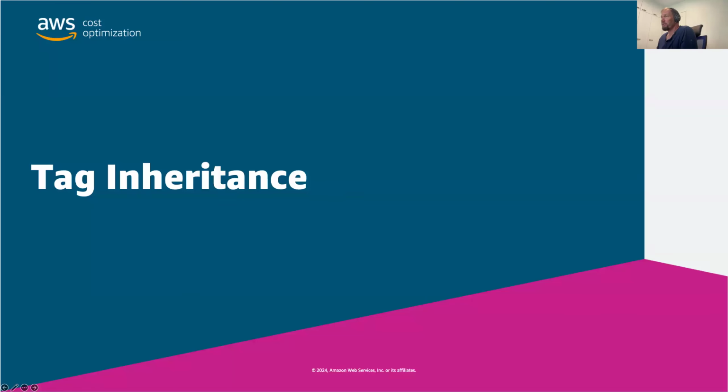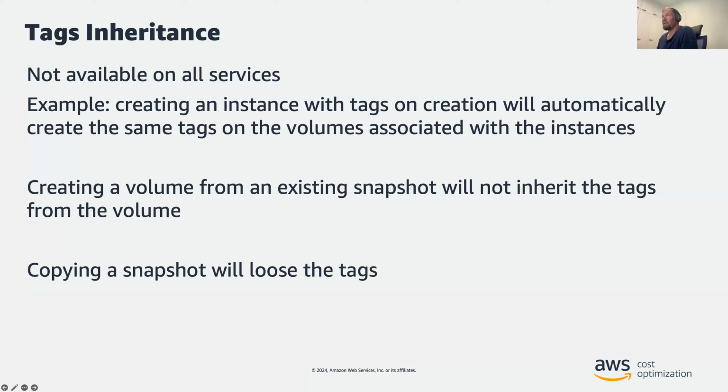The third one doesn't really open anything. Tag inheritance. Well, that will not be something on the exam. But it's kind of good to know that tags are not always copied from one set to another. So if you're copying snapshots, it will lose tags if you don't tag the target snapshot with it.